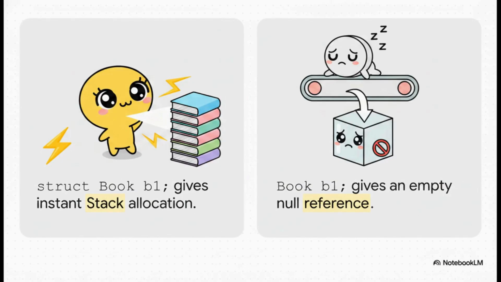In C, if you write struct book B1, boom, memory is allocated instantly on the stack. It's just there. But in Java, if you just write book B1, you don't actually get an object yet. You merely get an empty reference pointer that contains null. Literally, nothing has been built. The assembly line is totally paused.